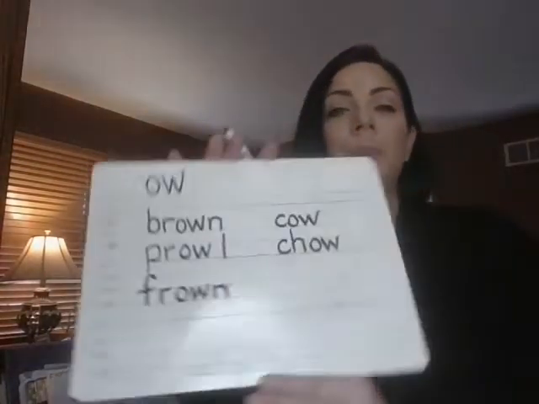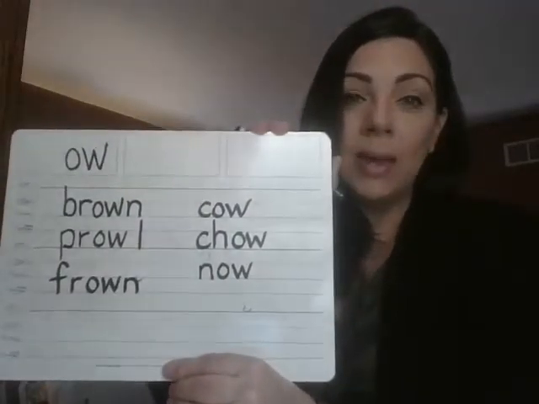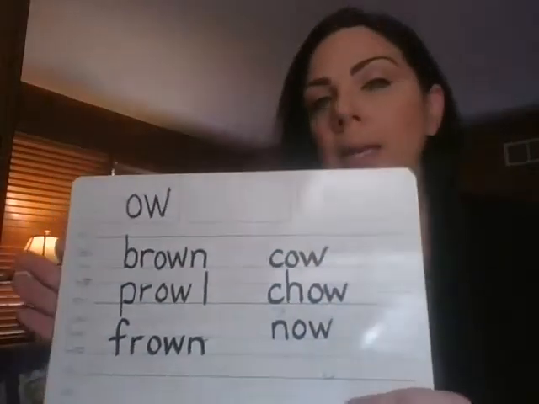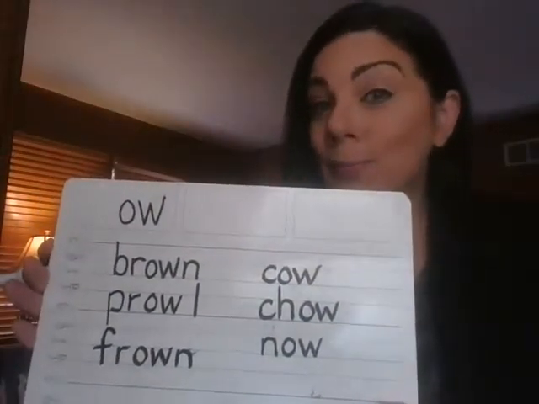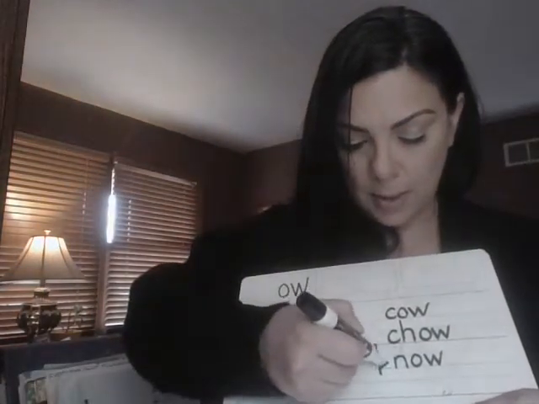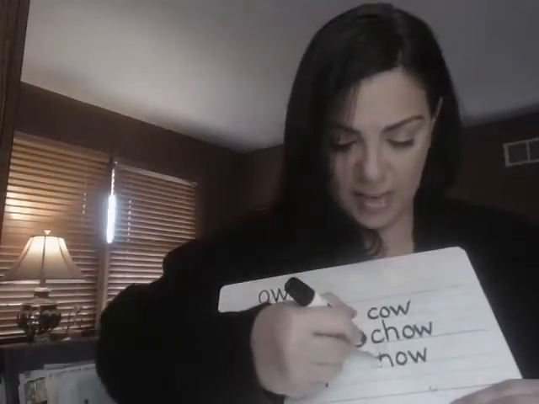Ow. Right? Good. And let's do now. Ow. Oh, wait a minute. All right. Now. Good. Now remember, it's not no. If I wanted that to be say no, what would I need to put in front of that N? A K, right? This would be know. We're not doing that. Just checking to make sure you're still thinking.